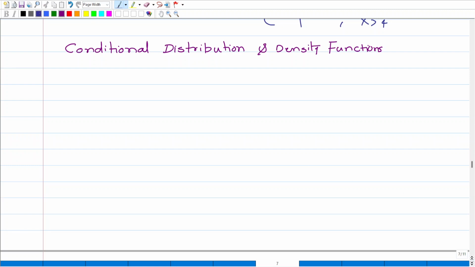Welcome back. In this lecture, let's see about conditional distribution and density functions.